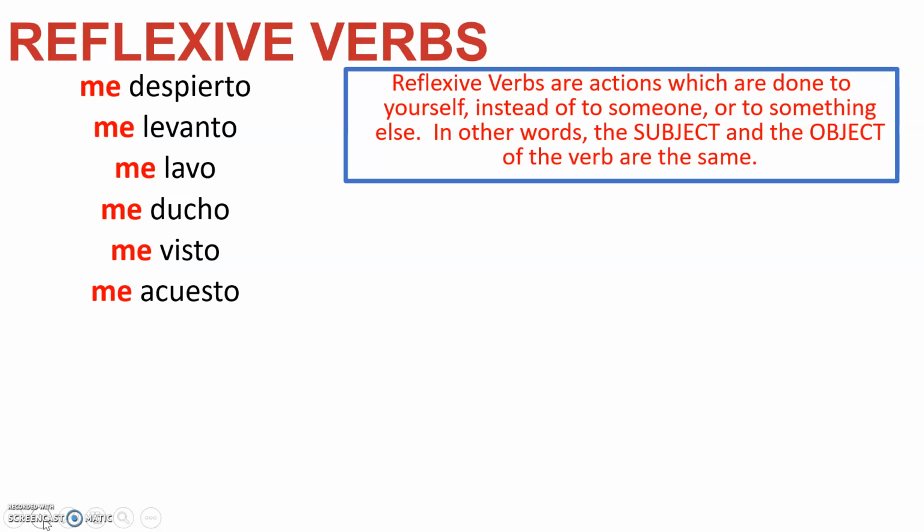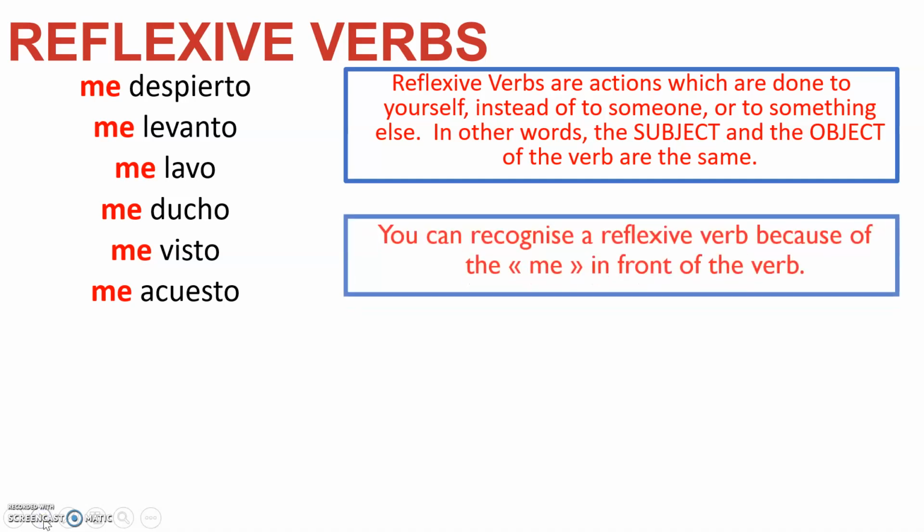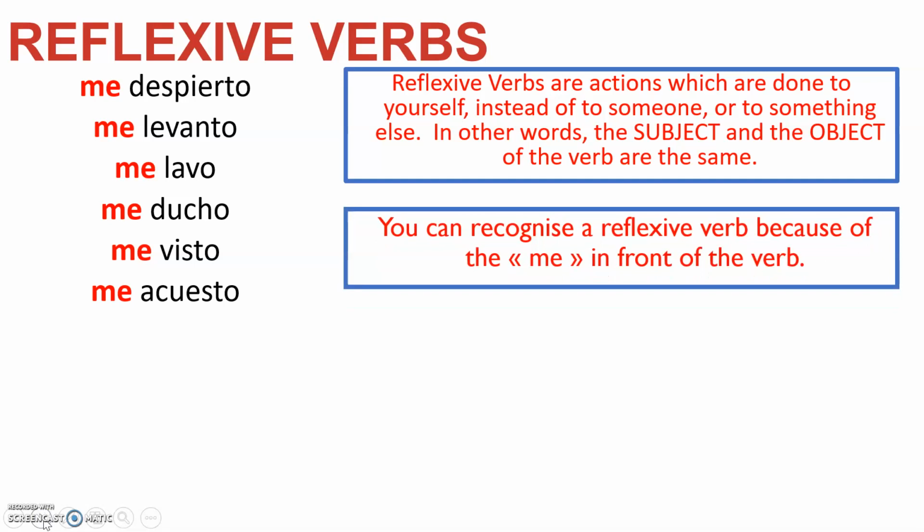If we think about the verb lavar, for example, to wash, we can wash other things. Lavo el coche, I wash the car, or lavo el perro, I wash the dog. But in our reflexive form, we have me lavo. And you can recognise these reflexive verbs with that little me in front of the verb in the first person, as you can see in all the examples on the left there.